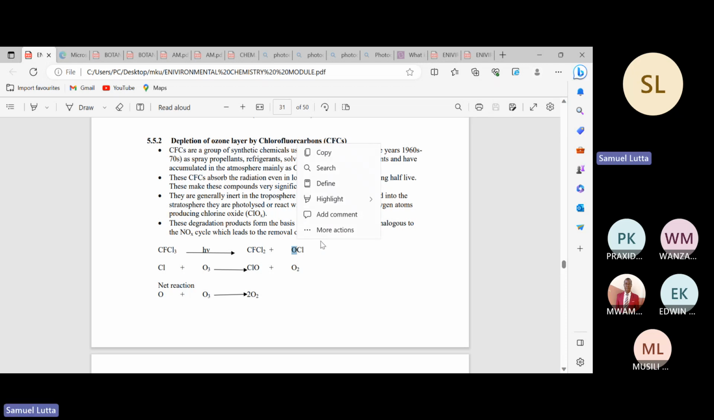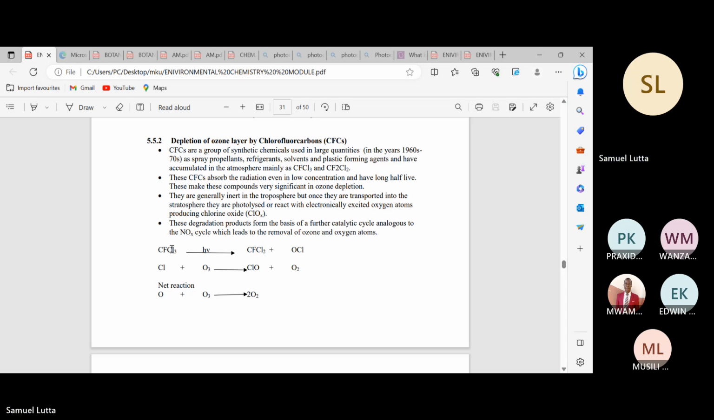So the O is not supposed to be there. When it breaks, it should give you CFCl3 and atomic chloride. So it's a free radical reaction. What's happening here is that you are breaking a carbon chloride bond. You're breaking a carbon chloride bond, and when you break a carbon chloride bond, this is what you get in the process.